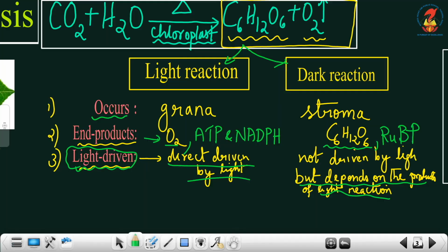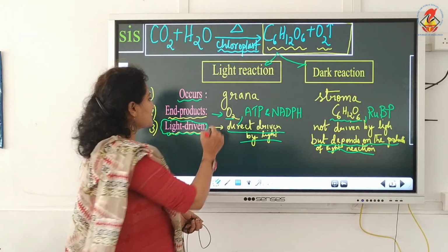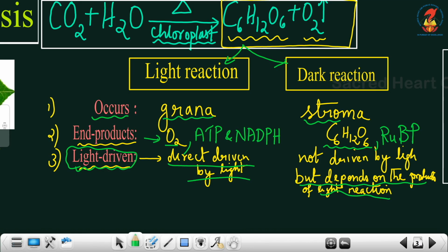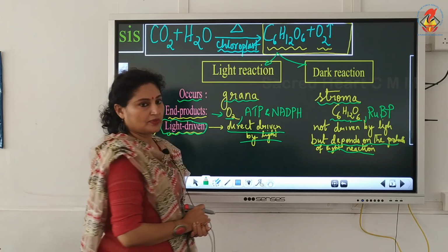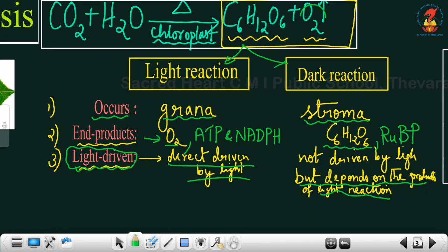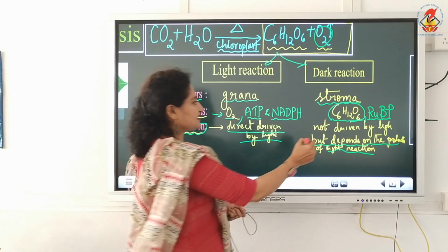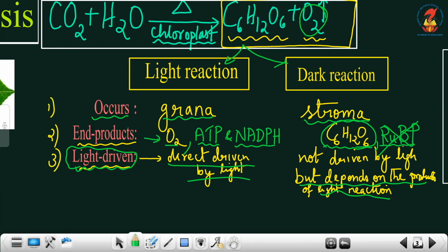Then the second point, where these reactions occur. Both the reactions occur in the chloroplast, but light reaction occurs in the grana of the chloroplast, whereas dark reaction occurs in the stroma of the chloroplast. And lastly, the end products of light reaction. The end products of light reaction are oxygen as well as energy molecules like ATP and NADPH. And the products of dark reaction are glucose as well as another substance which is produced and forms the substrate. So we cannot say that is an end product because it is produced and then utilized.